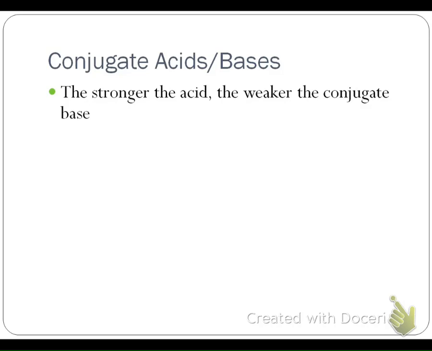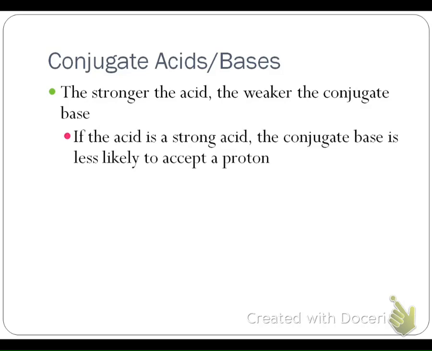Good. Strong acids dissociate 100% of the time. Every single molecule in a strong acid will donate its proton. So if we have a strong acid, we have a weak conjugate base. If an acid is a strong acid, the conjugate base is then less likely to accept a proton. Because the acid gives up the proton so willingly, the base will be pretty unlikely to accept that proton.